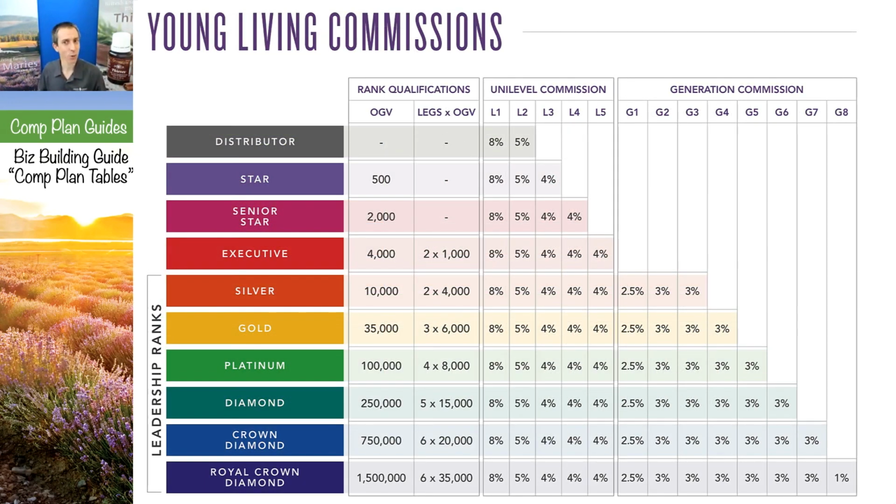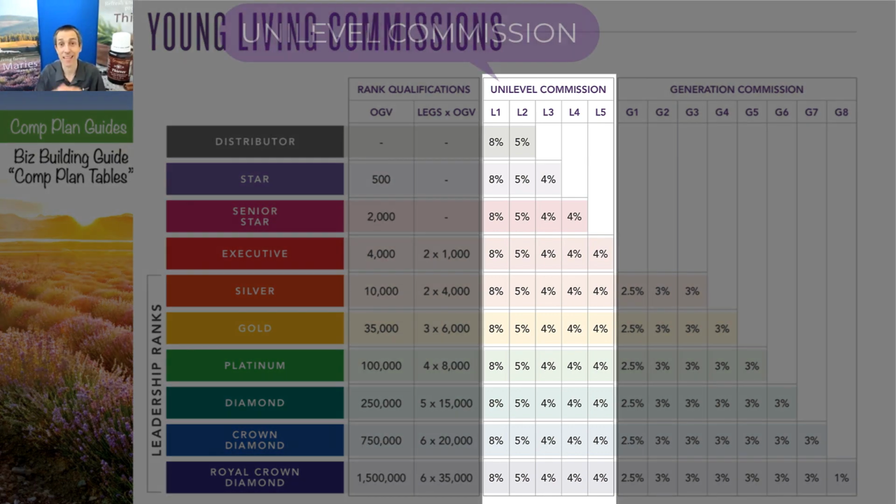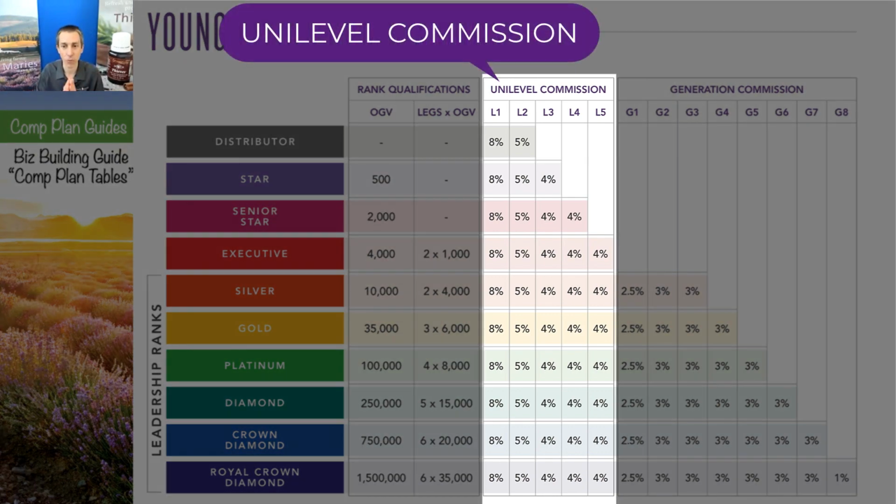Okay, now let's have a look at another one of the tables. The heading at the top of this table is Young Living Commission. So let's have a look in a bit more detail at all the information in this particular table. The next column is just the two basics of the rank qualifications, the OGV and the leg requirements. Now, as you know, there are more requirements, as you saw in the previous sheet, for reaching that particular rank, but we've got them listed here as a summary of the two main components. Next to that is all about the unilevel commission.